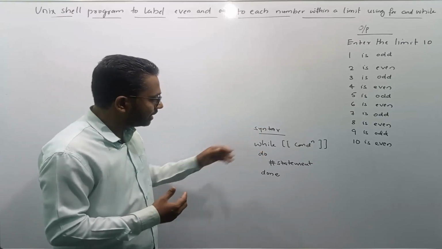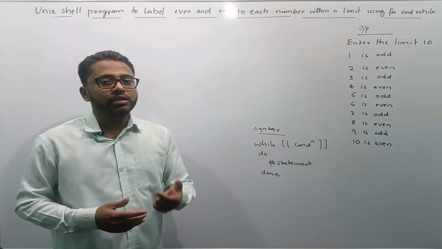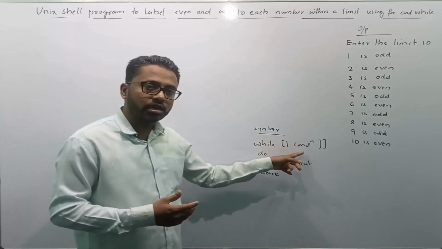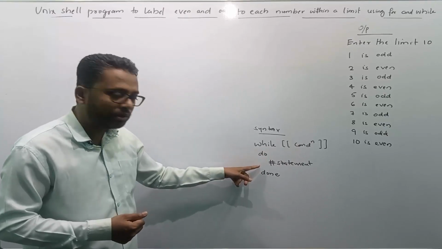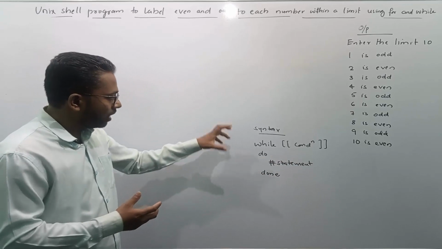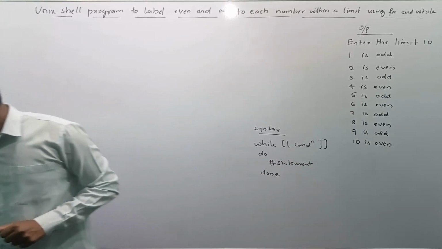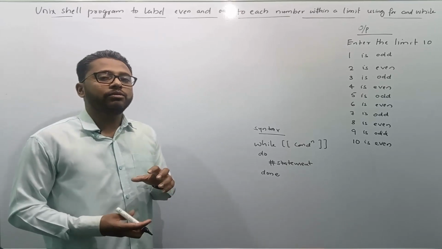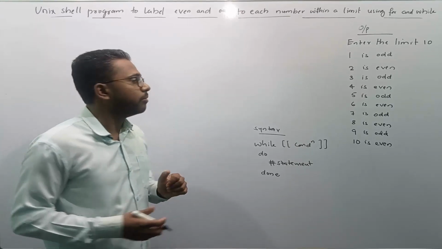As you can see, it starts with the while keyword followed by two open square brackets where there will be a condition. If this condition is satisfied, then control will come inside this while loop to execute these statements. I will be using the same syntax to write this program, discussing both for and while. First I will discuss the for loop.